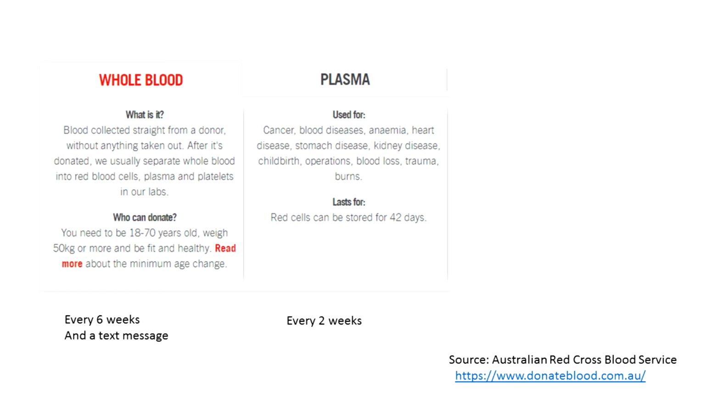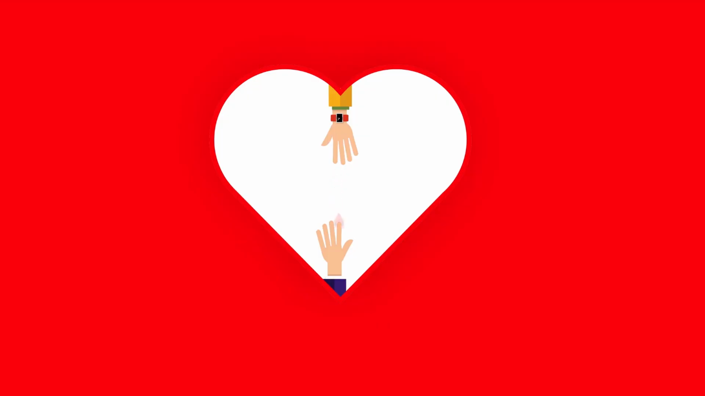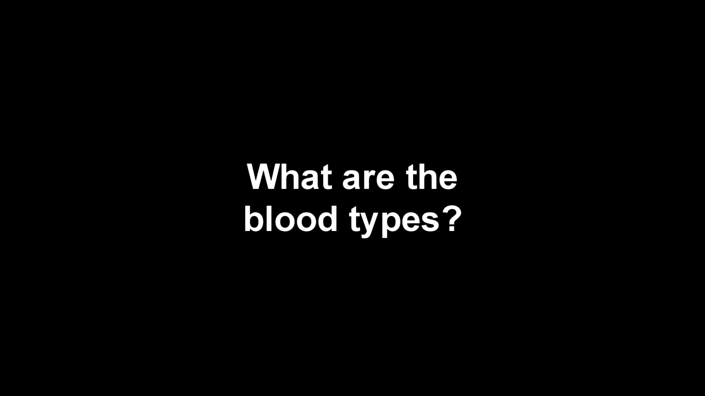There's a third type of donation called platelet donation. You can go and research that one yourself later. At some point in your life, you'll probably need to receive blood from somebody. Blood can be used for all different types of purposes for people who need it. Well, what are the blood types?